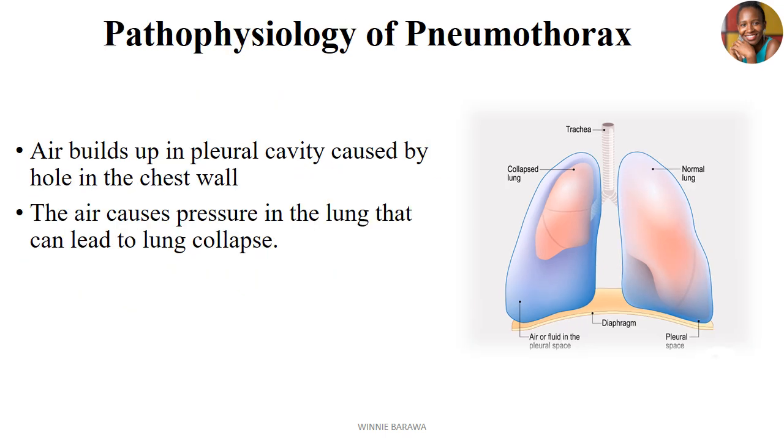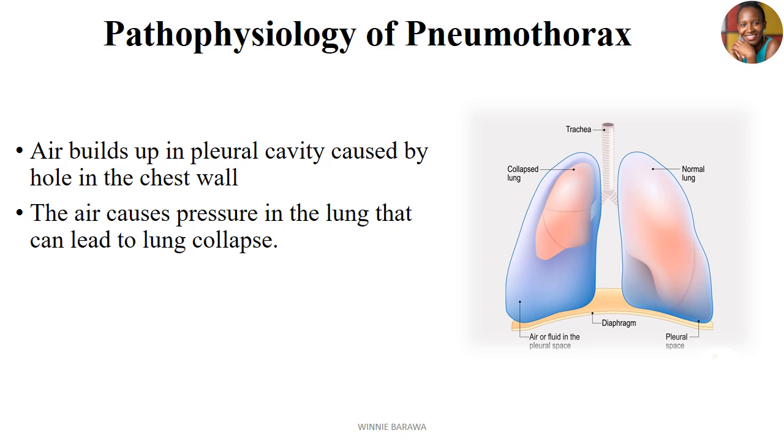And this brings us to the pathophysiology of pneumothorax. So the biggest pathophysiology is the air leakage due to the trauma or due to the underlying cause. Due to this, there is air buildup in the pleural cavity caused by a hole in the chest wall or in the lung tissue directly. So this air causes pressure to build up that can lead to lung collapse. The biggest worry with pneumothorax is basically the lung collapse, which is due to buildup of air in the pleural space, as you can see here. This buildup of air causes increasing pressure that can compress the lungs and cause them to collapse. That's basically how you can summarize it.